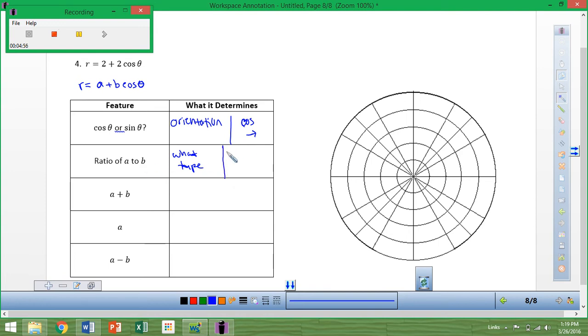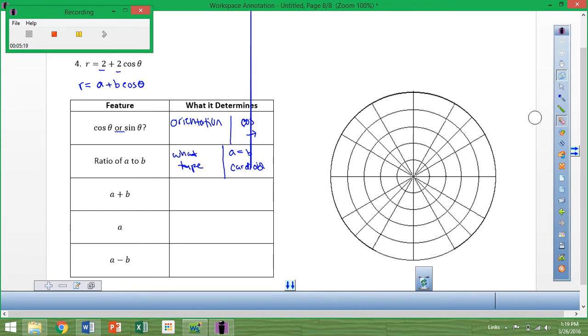So I take the ratio of A to B. A is 2, B is 2. So I have that A equals B. And if you look at the front page of those notes, it says what to do based on that ratio of A to B. So since A is equal to B, that means it's going to be a cardioid, which means we're going to have one of those heart-shaped kind of graphs here.